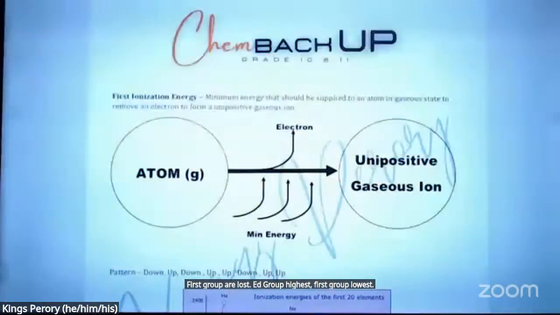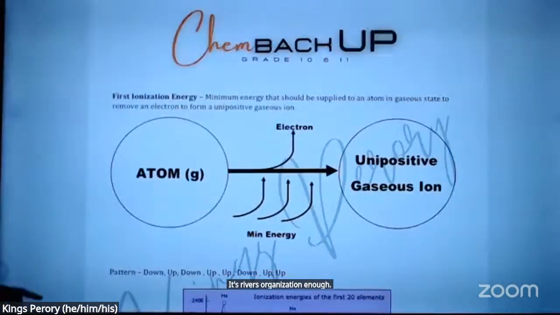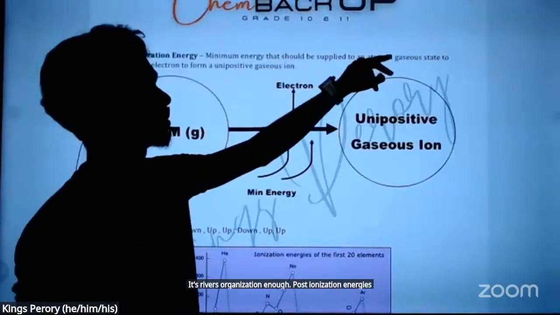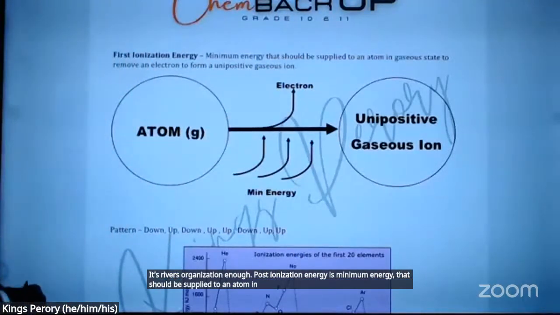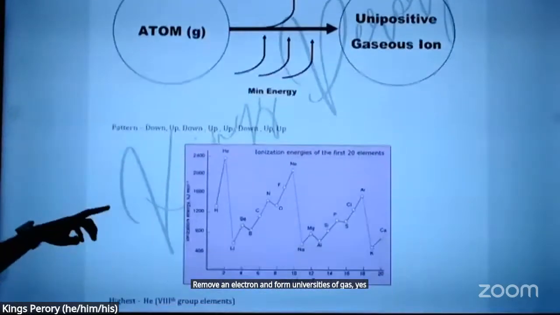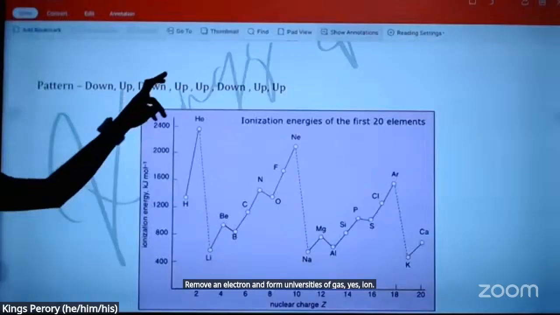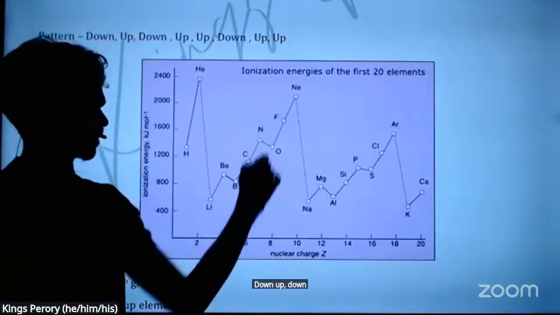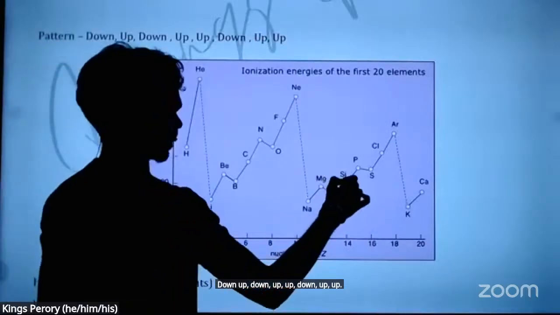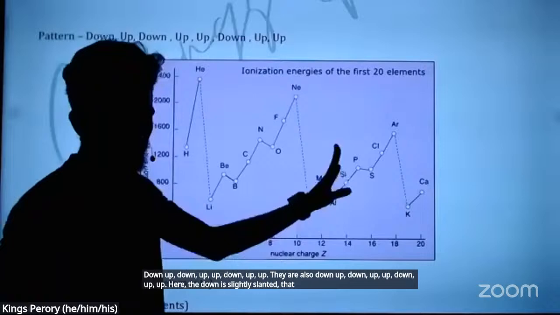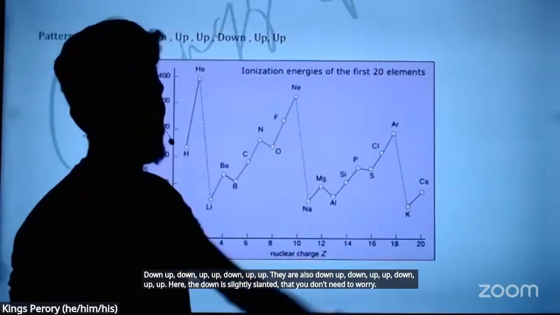First ionization energy is the minimum energy that should be supplied to an atom in the gaseous state to remove an electron and form a unipositive gaseous ion. The pattern is down, up, down, up, down, up. Here also down, up, down, up. Here the down is slightly slanted, but don't worry, you can draw it in the normal way.